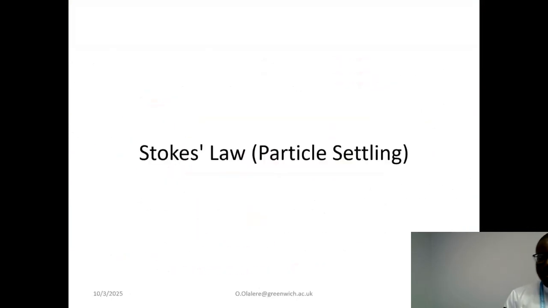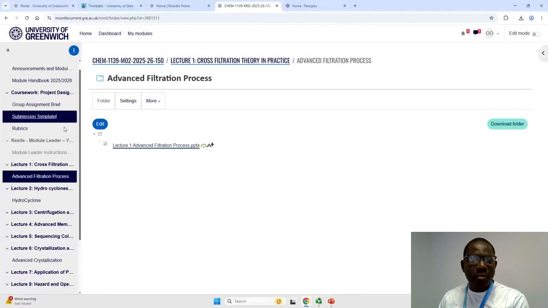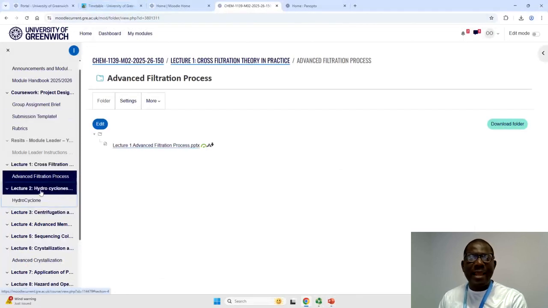we won't go through the Stokes law, because Stokes law is particle settling, so we deal with it under sedimentation. There is no need of going through this so that it will not be repetition. So today, we start hydroclone, or hydrocyclone.